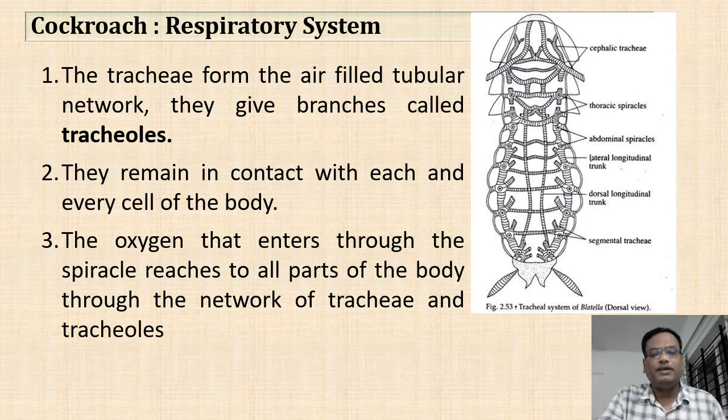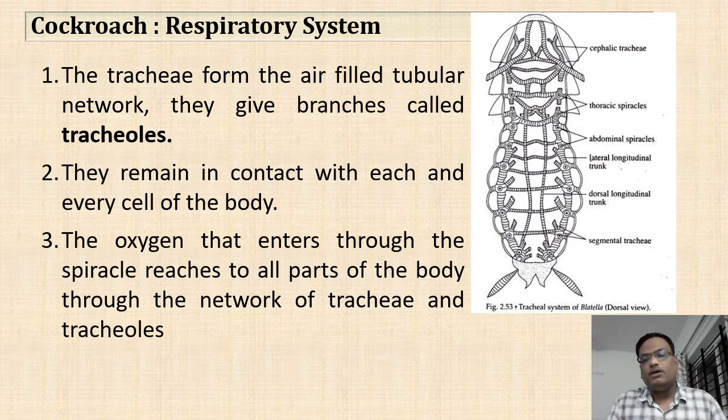The 3 main trunks of tracheae, they give rise to smaller branches of tube-like structures called tracheoles. And these tracheoles form a network in the body or in the hemocoel of the cockroach, and they remain in contact with each and every cell of the body. So you can just imagine the 3 main tracheal trunks, dorsal, ventral and lateral. They give rise to fine branches called tracheoles. Tracheoles are also filled with air. These tracheoles ultimately reach each and every cell of the body.